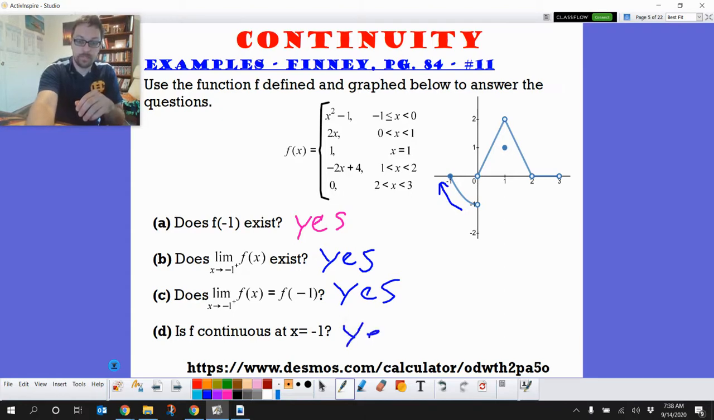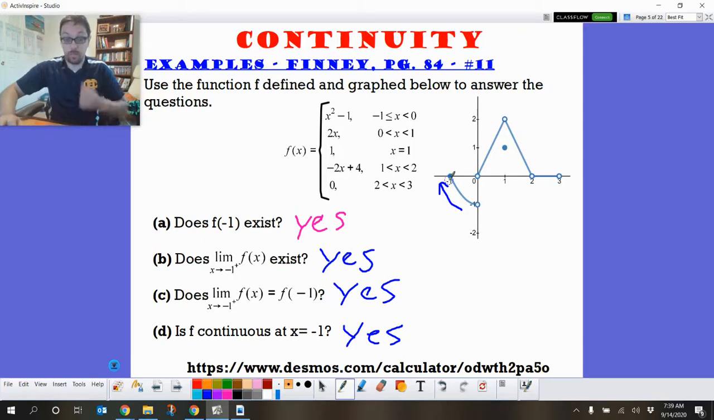So yes. Now this is different than what we were talking about. Does the limit actually exist at this spot? No, because we don't have both directions, but we can say that the function is continuous at that point. So we're good to go.